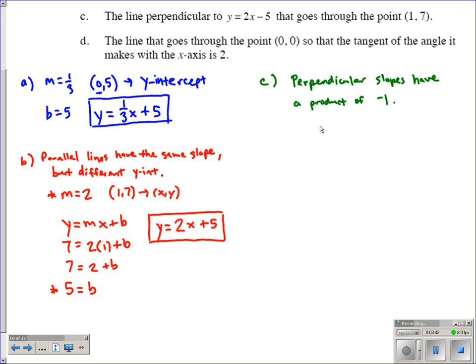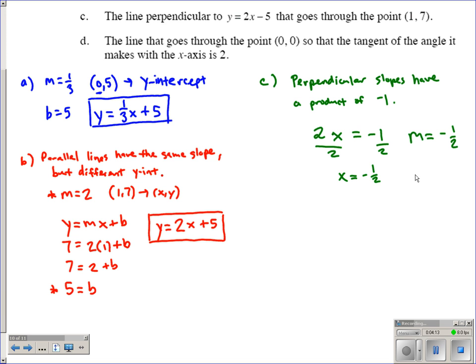So we're going to say if it's perpendicular to this line, 2 times blank, or we say 2x is going to equal -1. So what does x have to be? Well, let's divide it by 2, and we get that x equals -1/2. So it's like the negative reciprocal of our other slope. So m for our new line here is going to be -1/2.